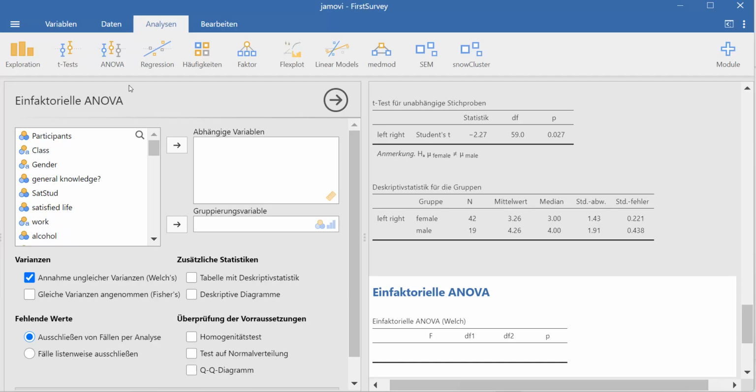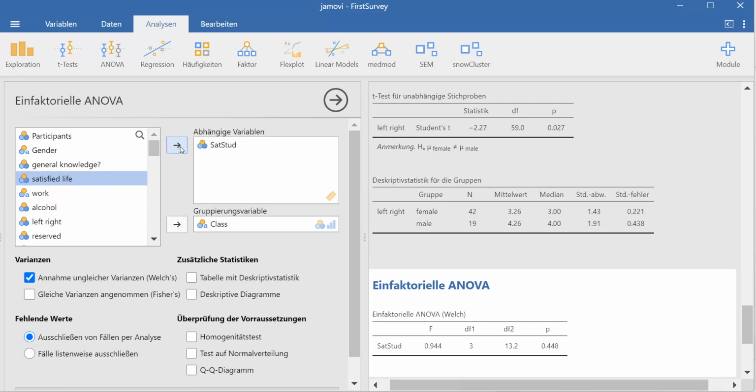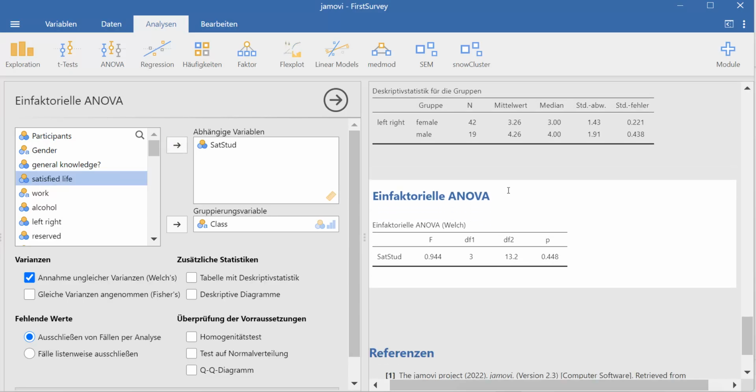ANOVA is a shortcut, by the way, for analysis of variance. So we take the class as a grouping variable, and the study satisfaction is the dependent variable. We think it depends on at which university or in which class you are. Again, we have the test here and we have a p-value. We already see that the differences are not significant. We have a value of 0.448 or 44.8% that the null hypothesis is true, and the null hypothesis always is there is no difference between the groups.